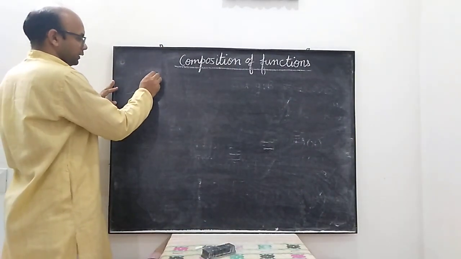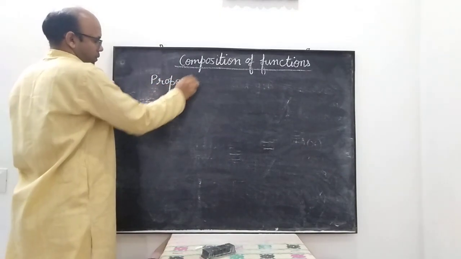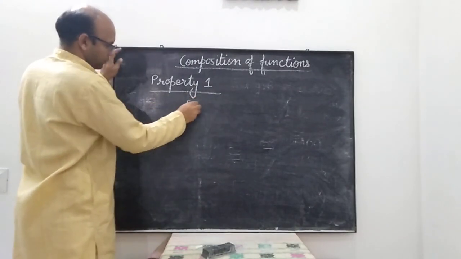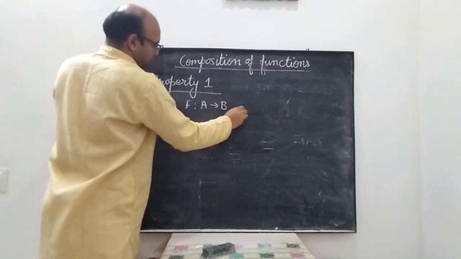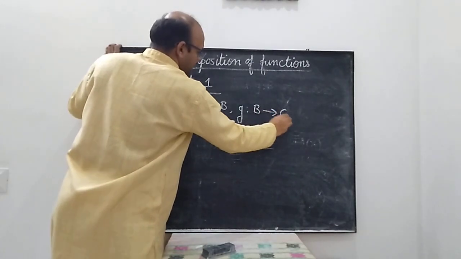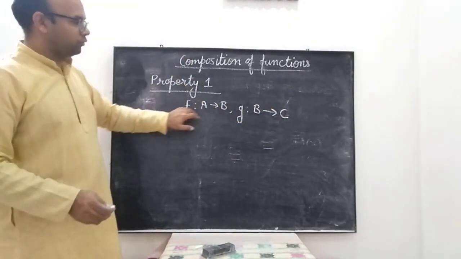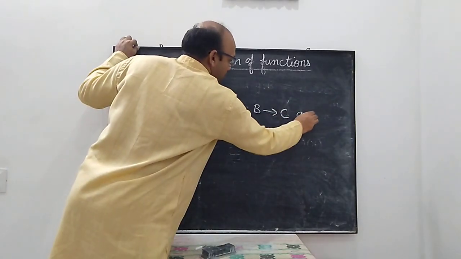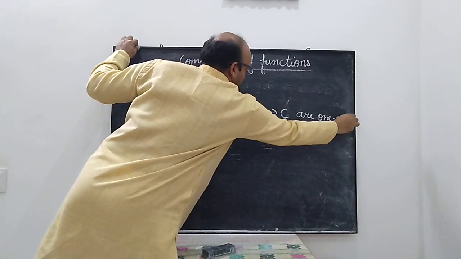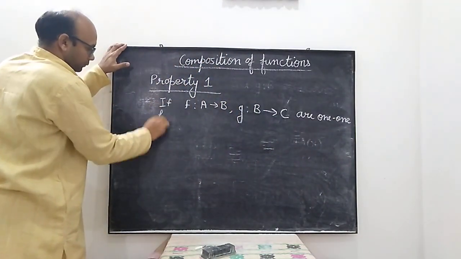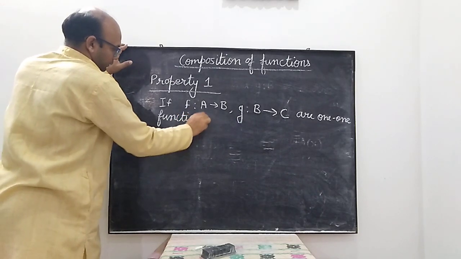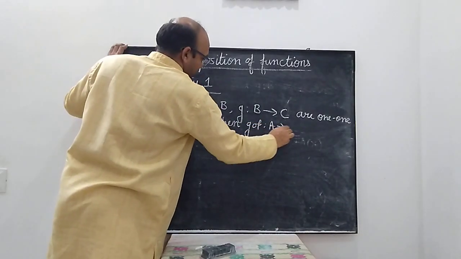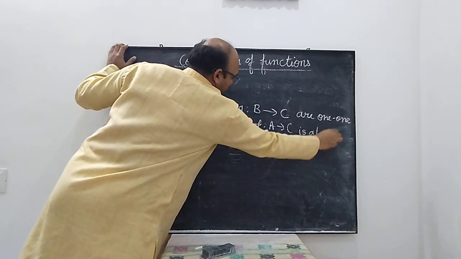Now, there are two properties. Property 1: if f is a function defined from A to B, and g is a function defined from B to C, and both are one-to-one functions, then gof defined from A to C is also one-to-one.